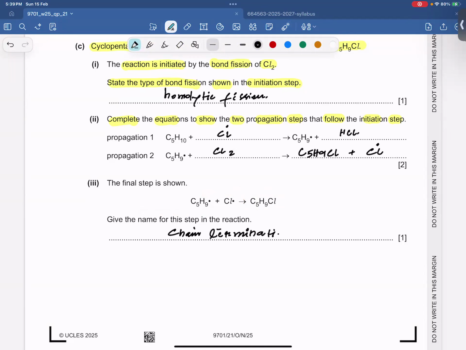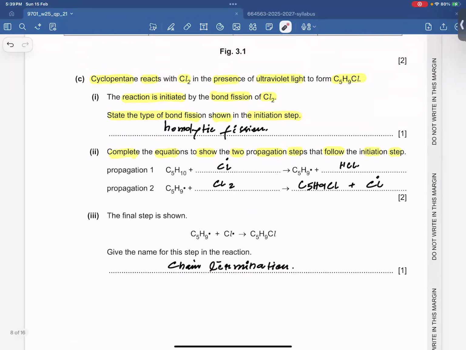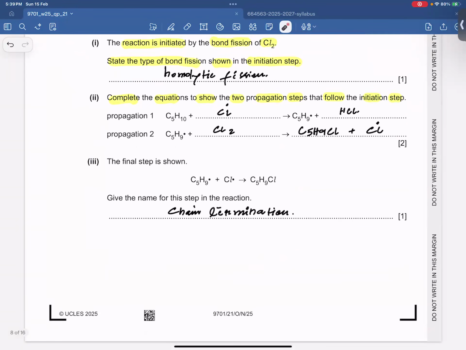You can write termination also, because the examiner has given us propagation only, so you can write termination only here. Right? Let's move on to the next part of the question. By the way, if you remember, in the first step of propagation, in cyclopentane a carbon hydrogen bond must be broken, and that hydrogen radical reacts with chlorine radical to give you an HCl. I hope it makes sense to you. I hope you remember that point.